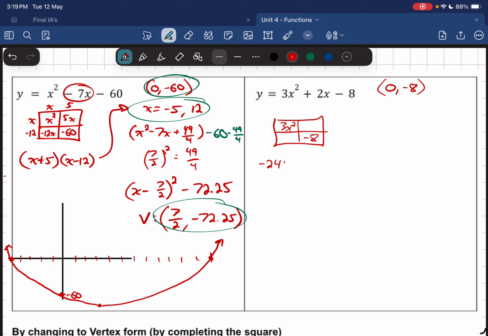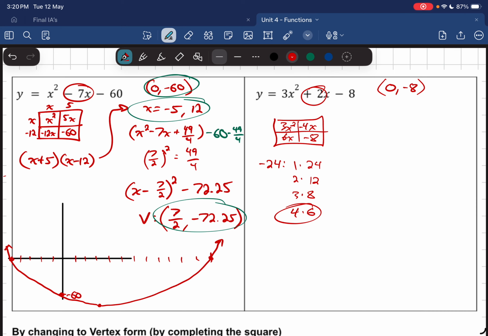That's negative 24. So factors of negative 24 would be 1 and 24, 2 and 12, 3 and 8, and 4 and 6. I need combinations that's going to give me a positive 2. So this combination looks pretty good. So that will be 4x and 6x. Now, one of these needs to be negative because it's a negative 24. And it also needs to add to positive 2. So I'm going to make my 4x negative.